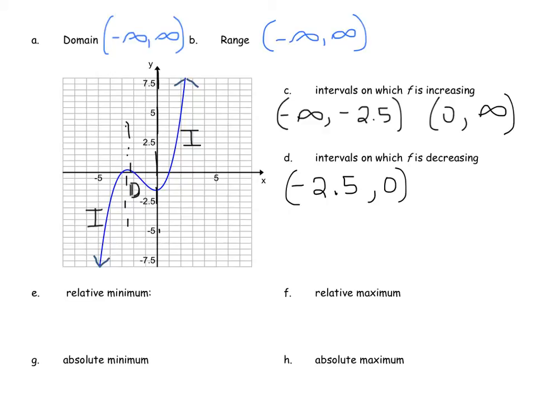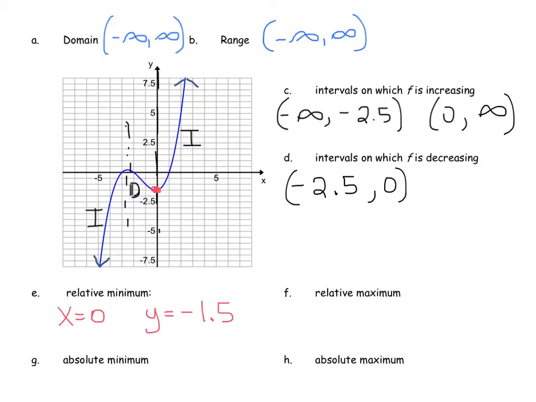All right, relative minimums, lowest points in the area. There's one here, and that's it. That value occurs at x equals 0. When x equals 0, the minimum of the graph is y equals negative, I believe it's counting by 0.5, so -1.5.